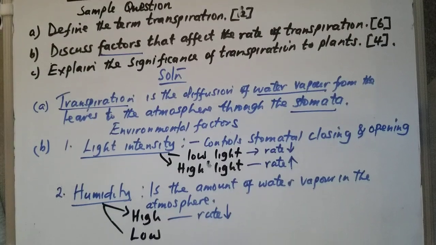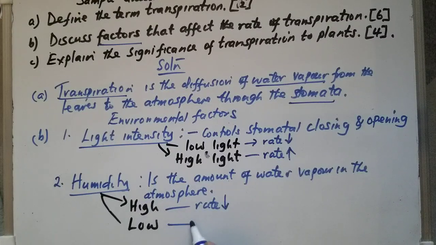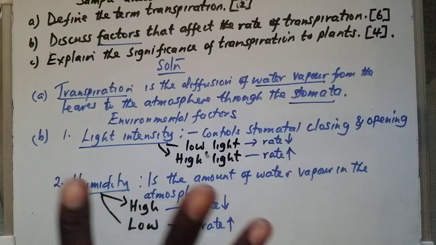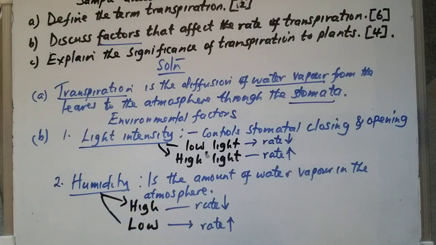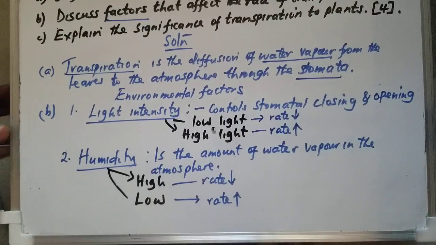But on the other hand, if the amount of water vapor in the atmosphere is very low, it means that the rate of transpiration will be very high. Why? Because a diffusion gradient is going to be created between the water vapor inside the leaf and what you have outside. So when a diffusion gradient is created, water will escape from the leaf into the atmosphere in a process we call transpiration.